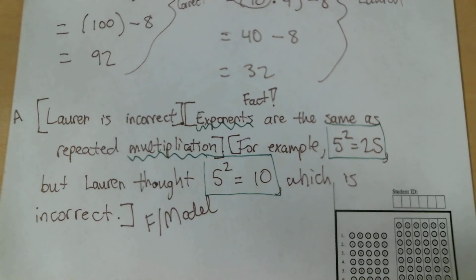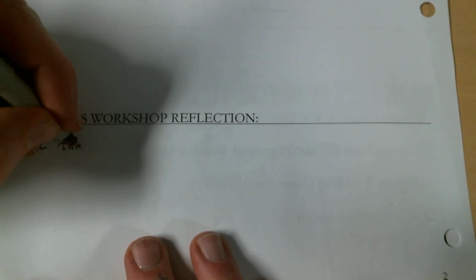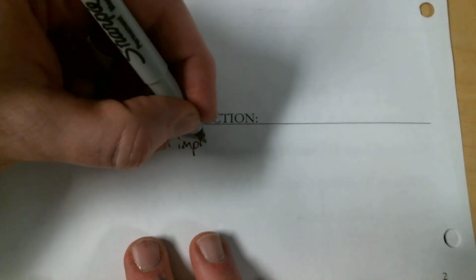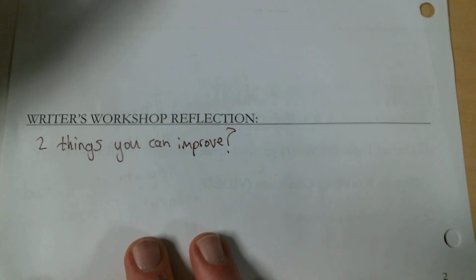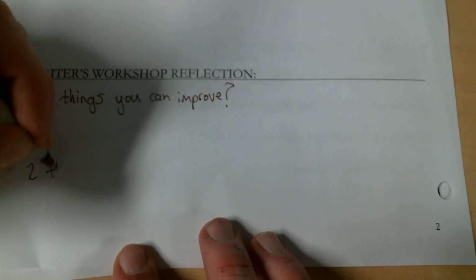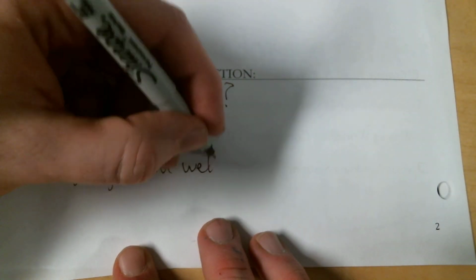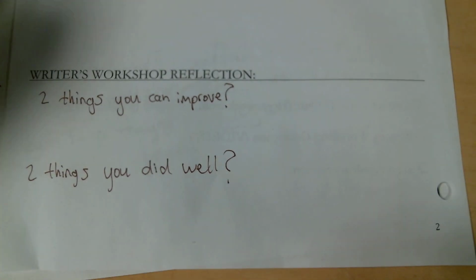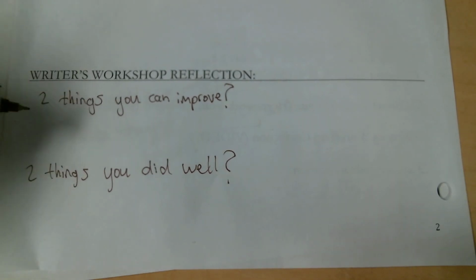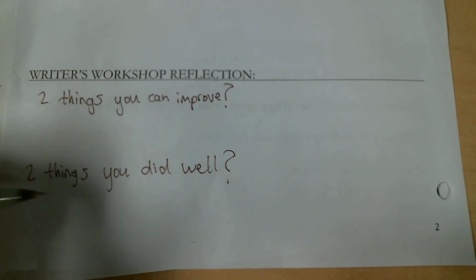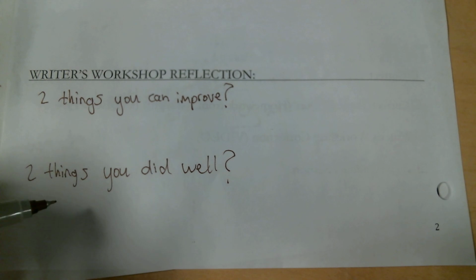So here's what I'd like you to do. Now that we've finished making this correction, go back to your roadmap for today. Find where it says Writer's Workshop Reflection. I want you to think about what are 2 things you can improve, and then also think about what are 2 things you did well. And those should be written in complete sentences. So before you move on to your next correction, whatever it is, or your next activity, make sure I see 2 complete sentences about things you can improve and things you did well.